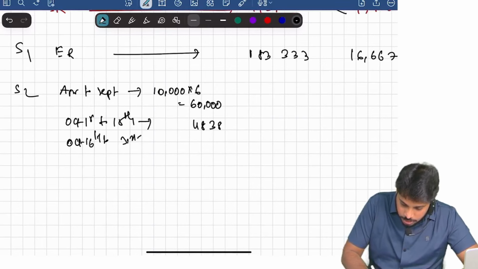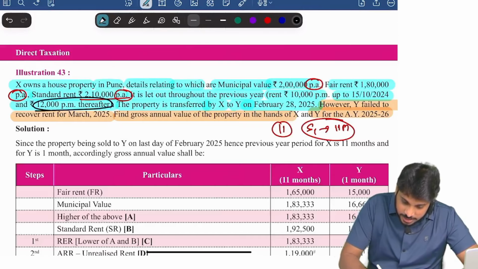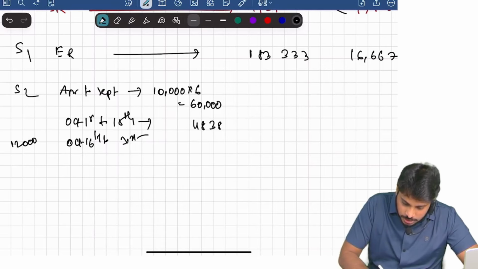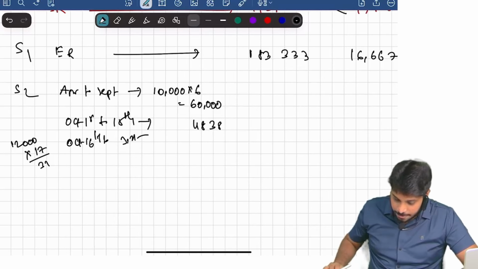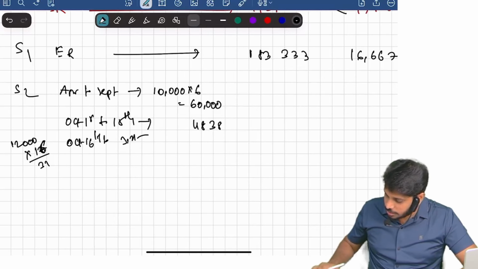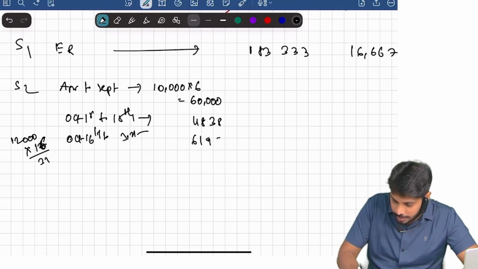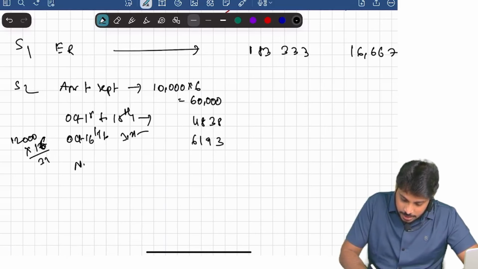Again, October 16th to 31st, the monthly rent is how much? 12,000 thereafter. Correct? 12,000 multiplied by 17 days divided by 31 days. Correct? Not 17, 16. So 12,000 into 16 divided by 31 is equal to how much? It is 6,193.